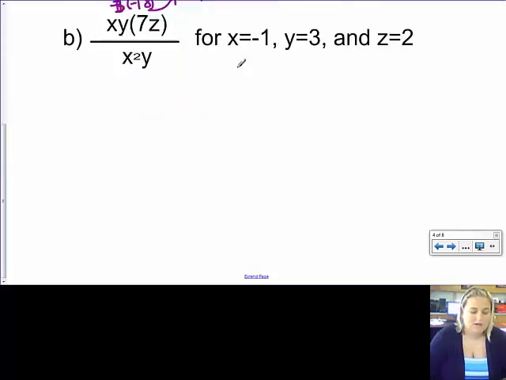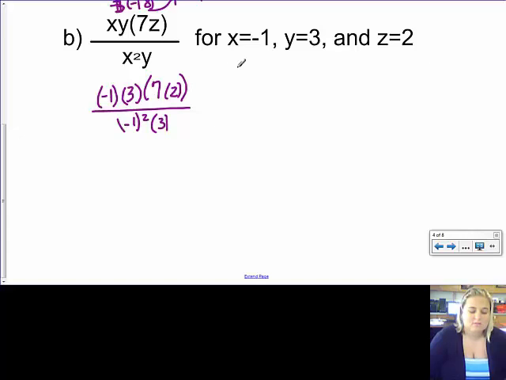Part B, we're going to do the same thing. We're substituting again. So we have x is -1, y is 3, and then times a quantity of 7 times z, which is 2, all over x, which is -1, it's being squared, times y, which is 3.